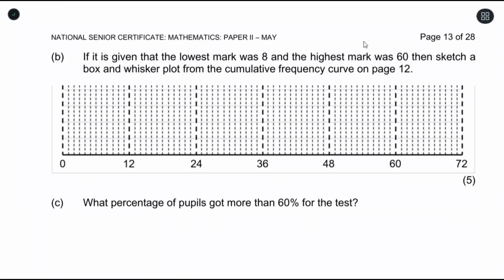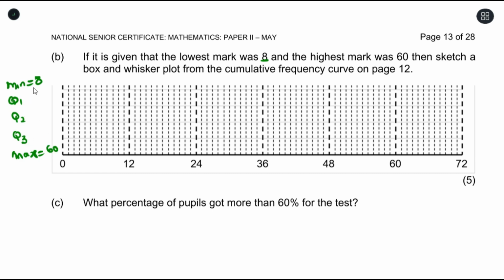Part B says, if it is given that the lowest mark was 8 and the highest mark was 60, then sketch a box and whisker plot from the cumulative frequency curve on page 12. To draw a box and whisker plot, you need a 5-number summary, which represents the minimum value, the first quartile, the second quartile, the third quartile, and the maximum value. The minimum value is given as 8, and the maximum value is 60. We need to find Q1, Q2, and Q3.